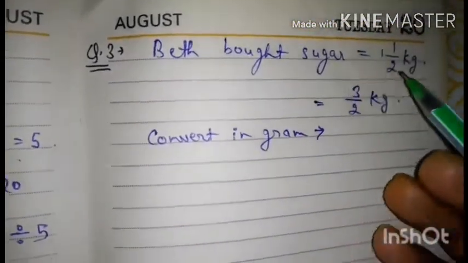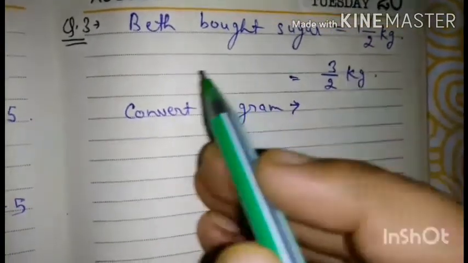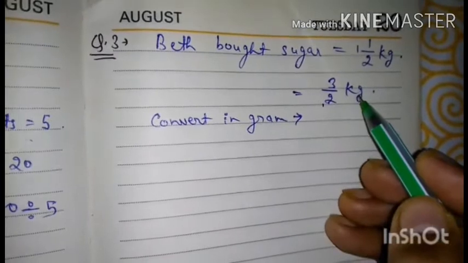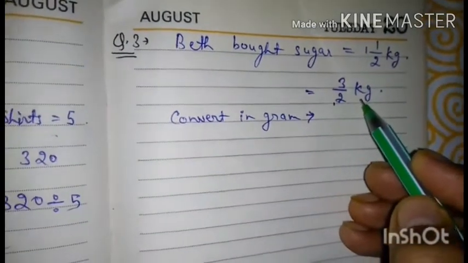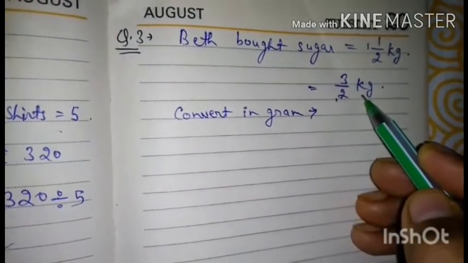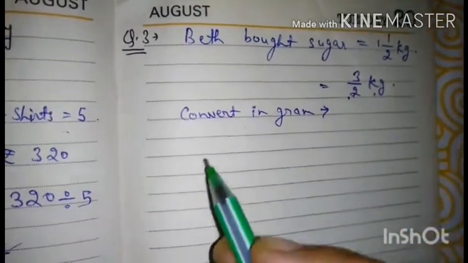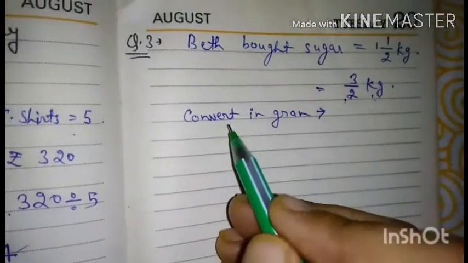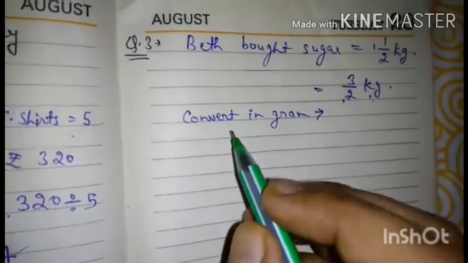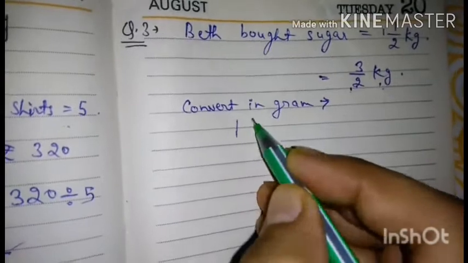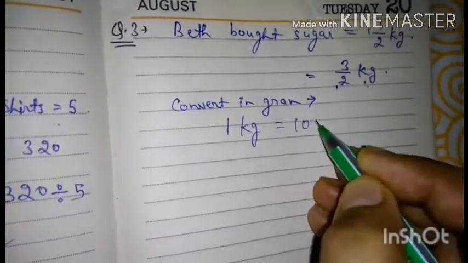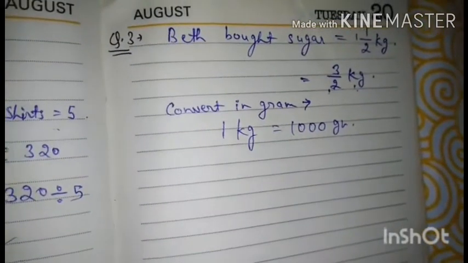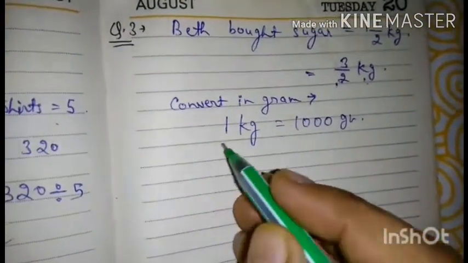So Beth bought sugar, quantity 1.5 kg. So first convert this mixed fraction into improper fraction. Then, because this is in kg and it is asked for 500 gram, on 500 gram how much to pay? So convert this kg into gram. Okay, kg to grams, because 1 kg is equal to 1000 gram.